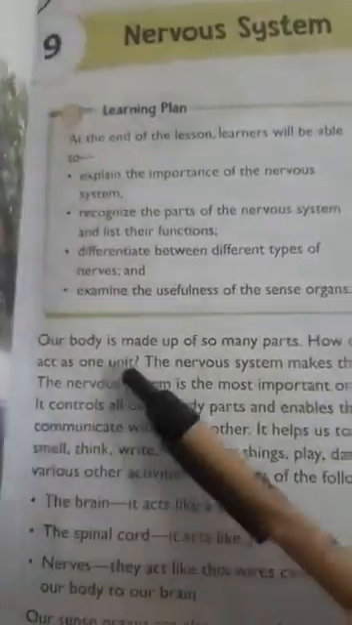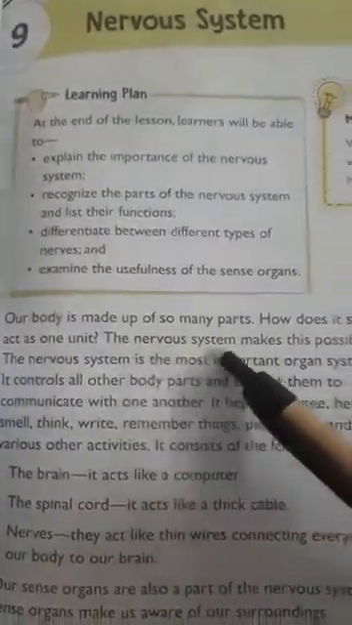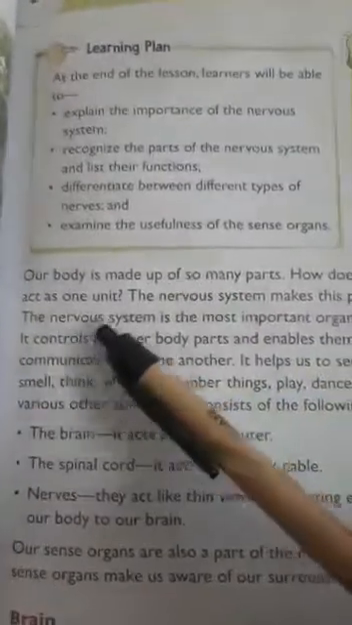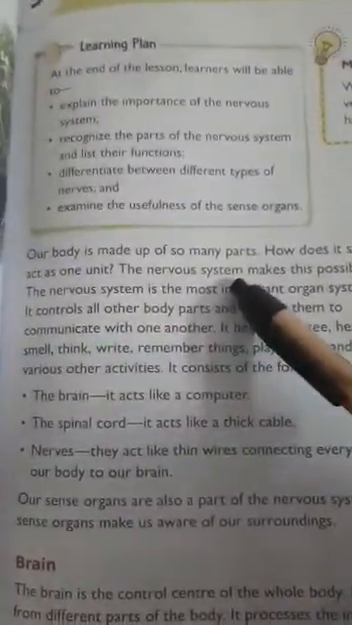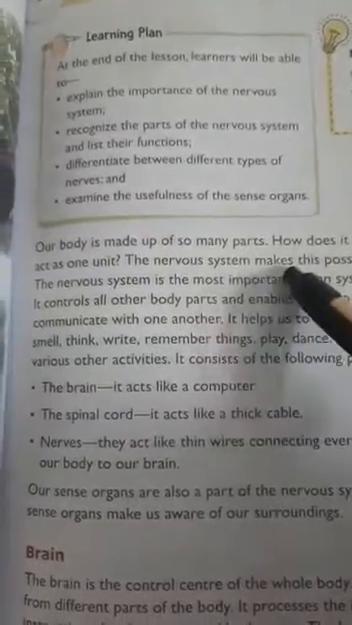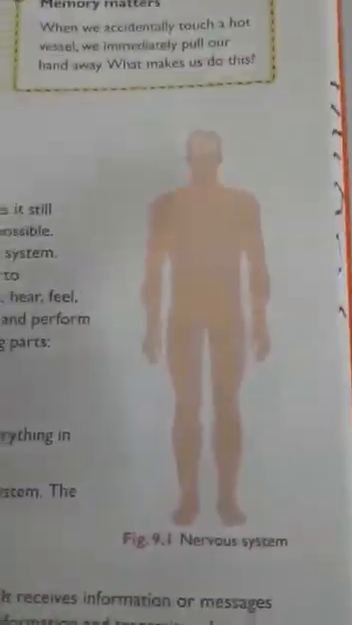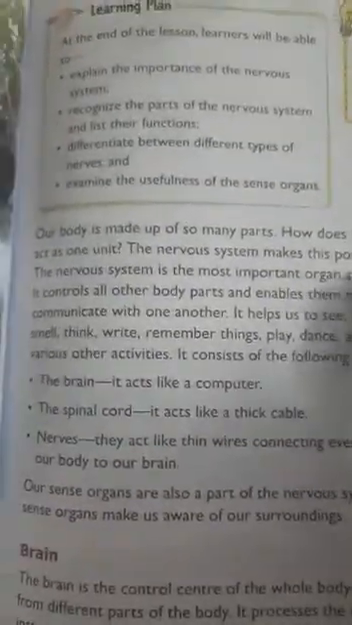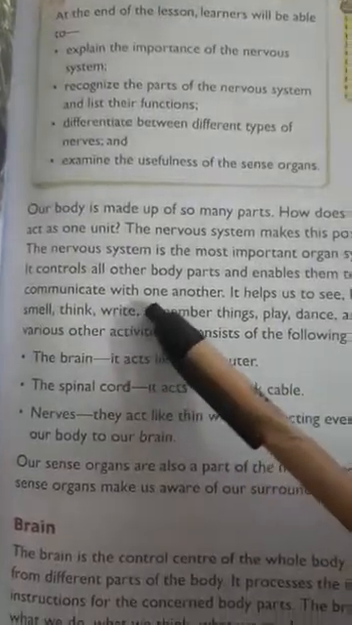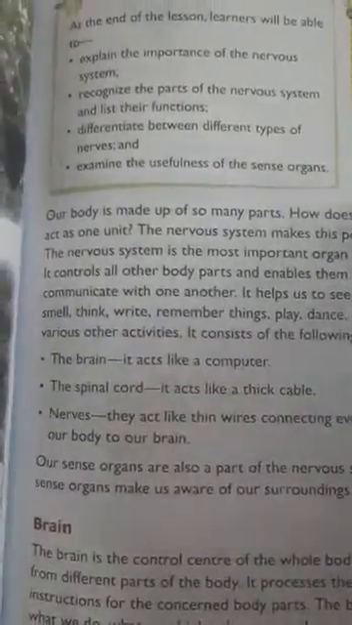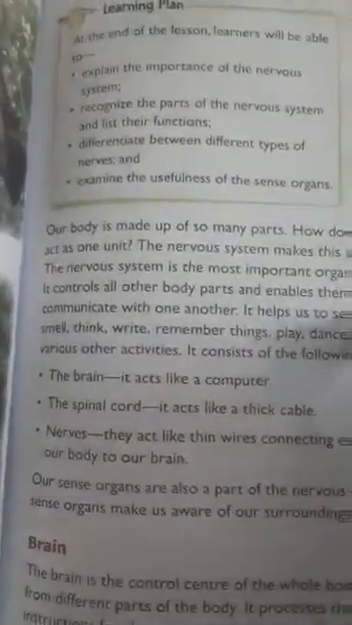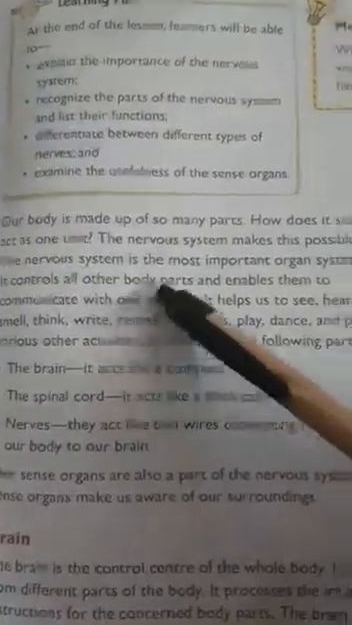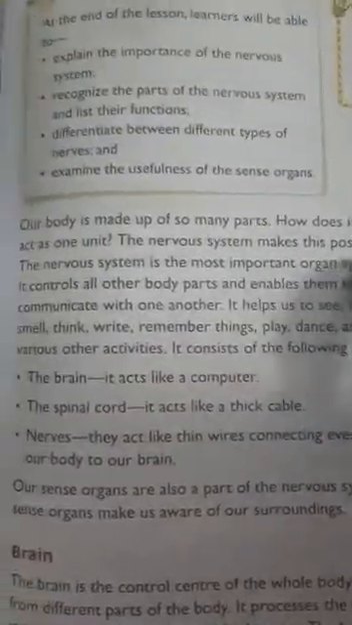Our body is made up of so many parts. As you know, there are our internal organs, our sense organs, and our hands and legs, all the movable and immovable parts, which you have already studied in previous lessons. So how does it still act as one unit? We have many organs, but how can they work as one unit? The nervous system makes this possible.